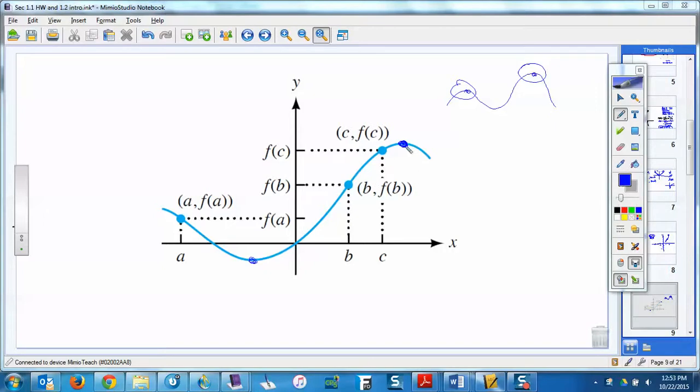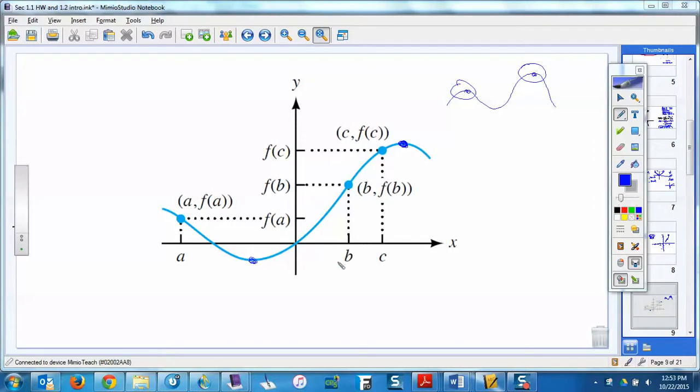Okay. So this local max, local min. The next thing they talk about is increasing, decreasing. This graph is decreasing until here, then it's increasing till here, then it starts decreasing again. That's terminology we're going to use a lot.